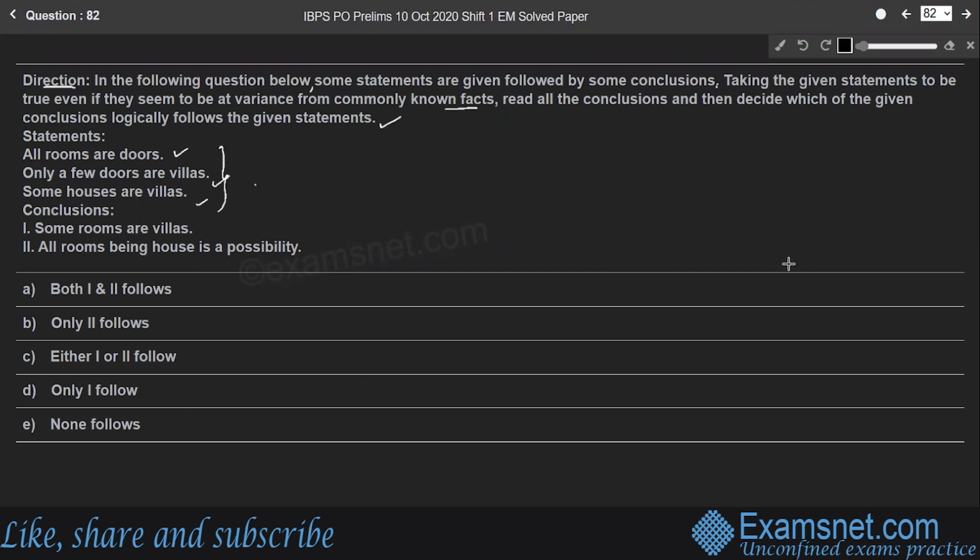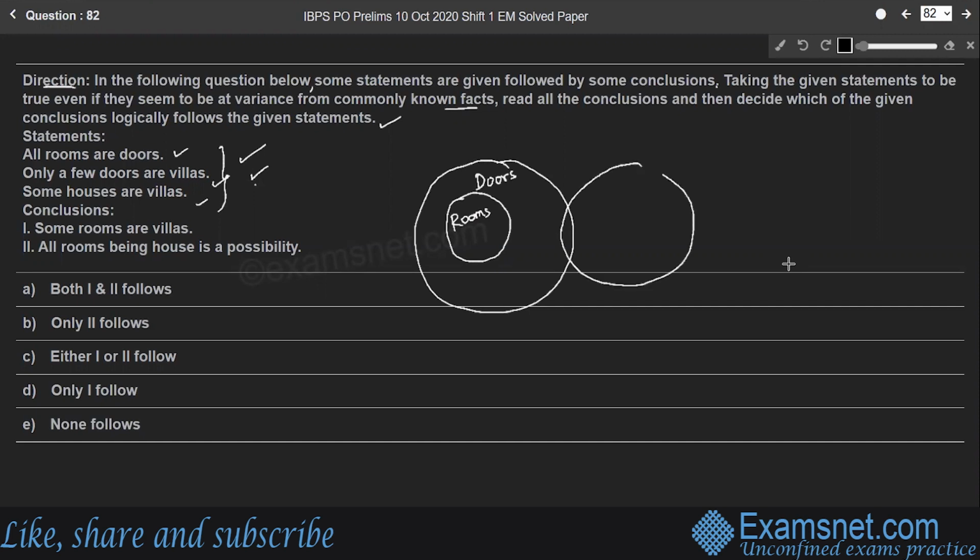Here the first one, all rooms are doors. So that means there is a set of rooms. So this set is completely included in the set of doors, right? Therefore, the first statement. And the second one, only a few doors are villas. So there is a set of villas. So the portion which is common to both villas and doors represents second statement. That means only a few doors, only this portion, few doors are villas, right?